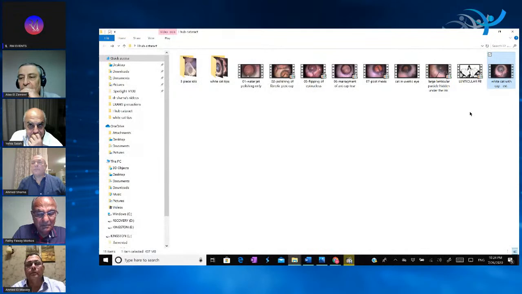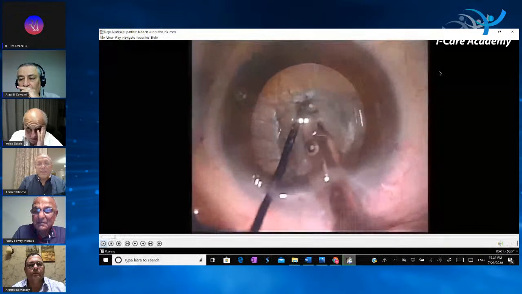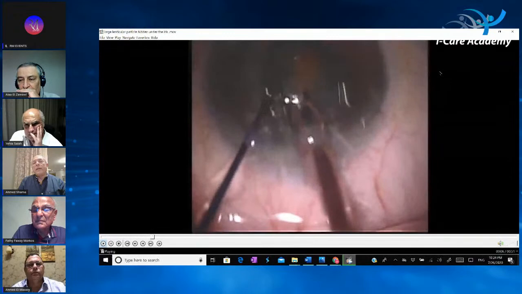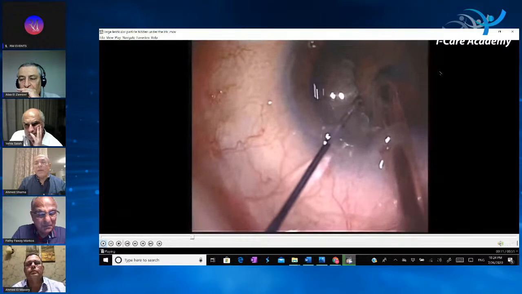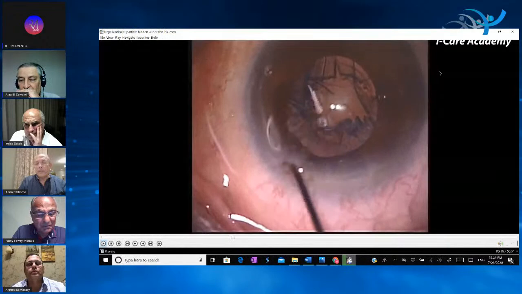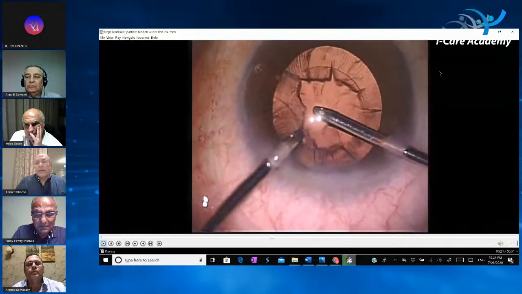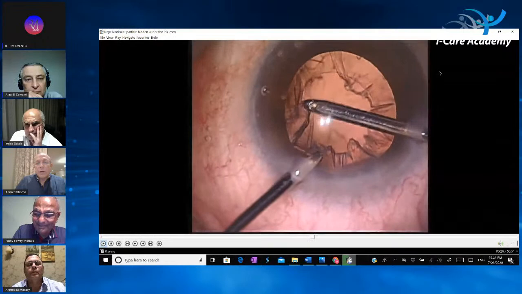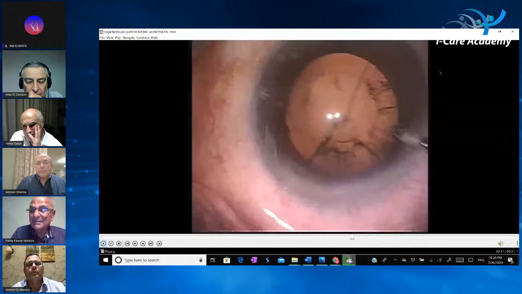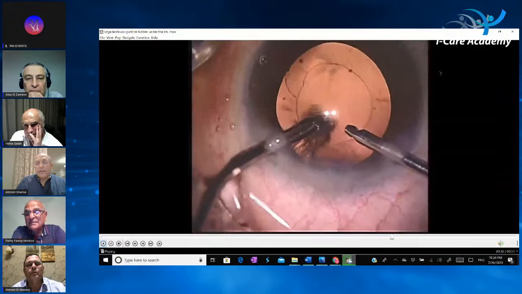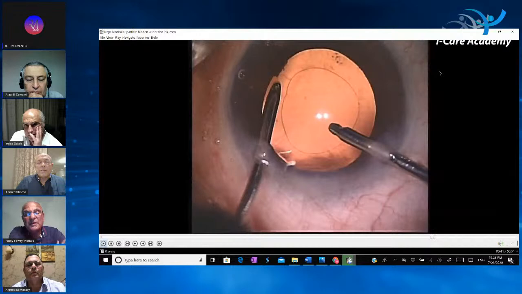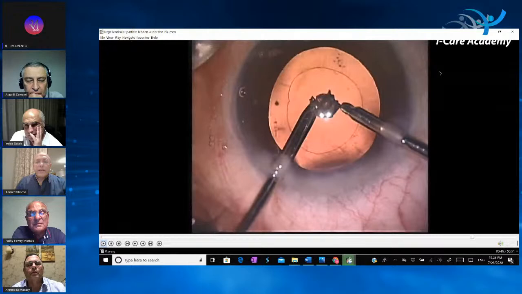I'm going to speak about something that I'm facing in many cases that I want the panelists to help me with. Sometimes you finish your case nicely and there is no problem at all, and you finish removing the epinucleus, then the cortex nicely. And now it's time to implant the IOL because everything is okay. But I noticed that there is something here. A small area of the nucleus that I could see.